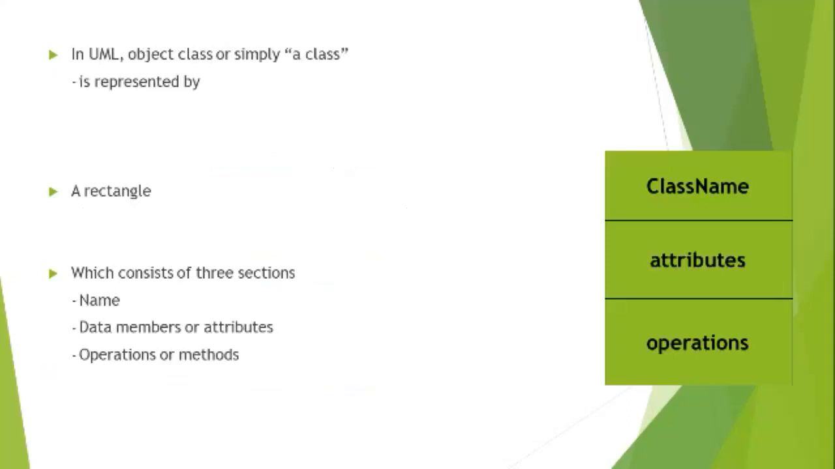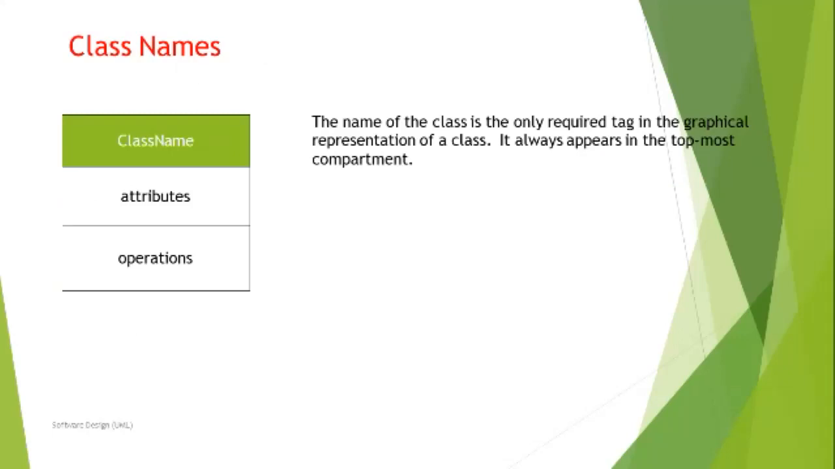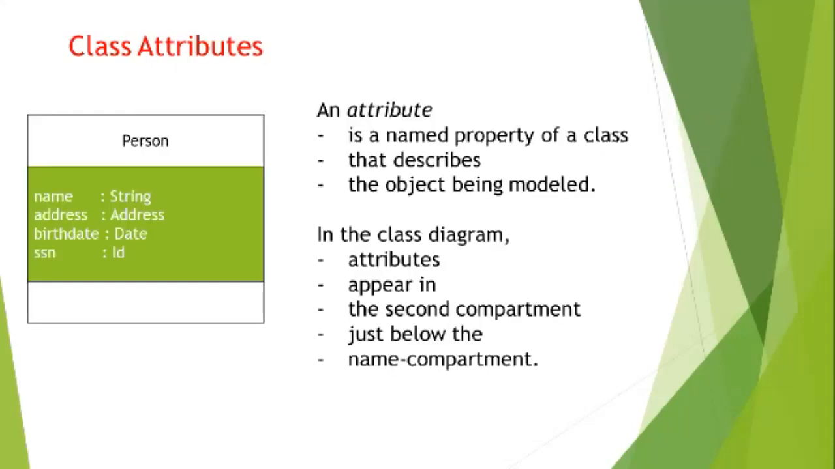In the UML, an object class, or simply a class, is represented by this diagrammatic representation, where class name, attributes and operations appear in a rectangle which consists of three sections: name, data members or attributes, and operations or methods. Here is the class name. The name of the class is the only required tag in the graphical representation of a class. It always appears in the topmost compartment.